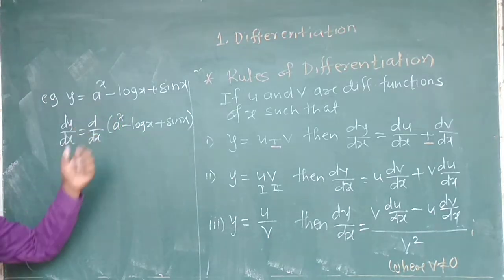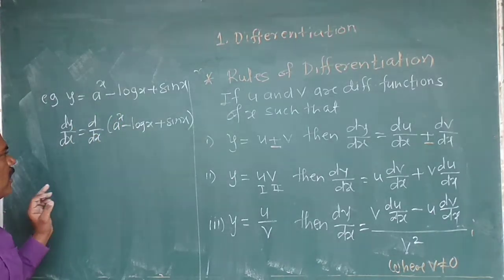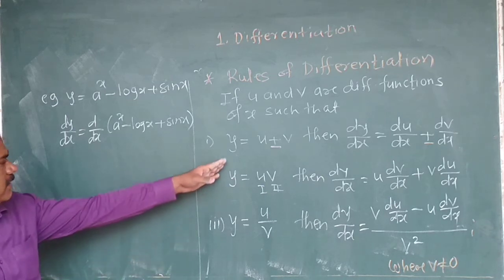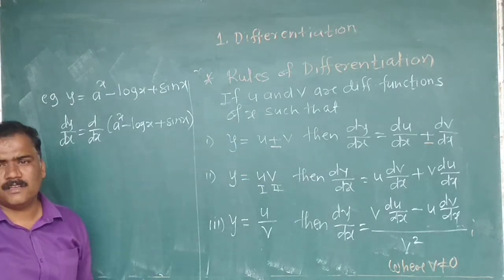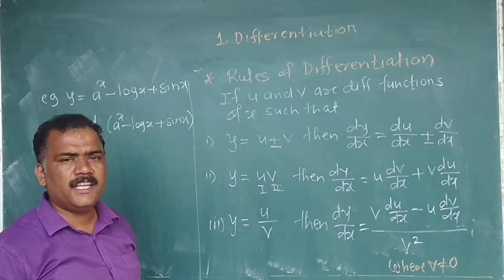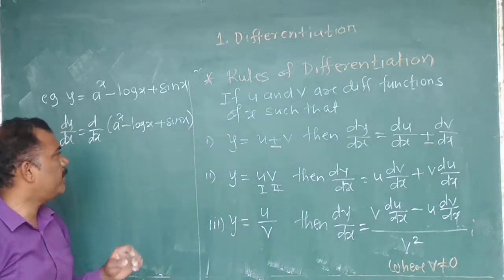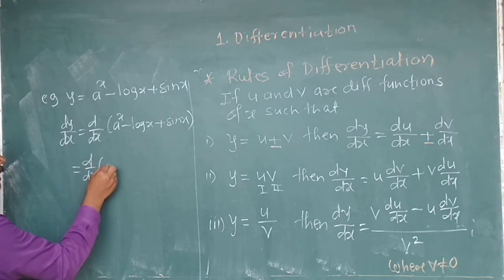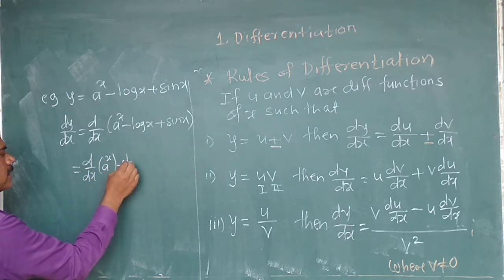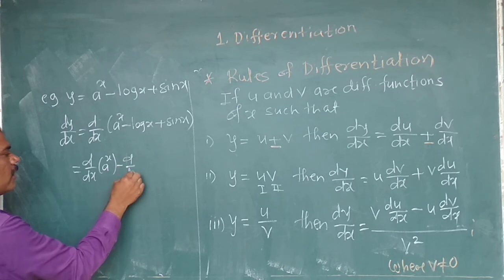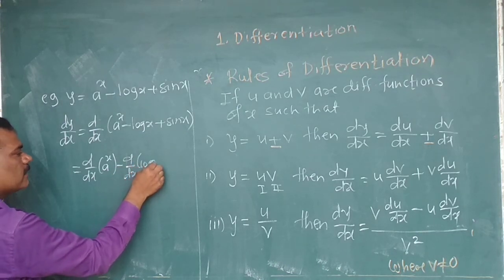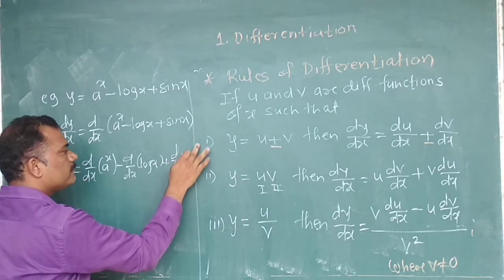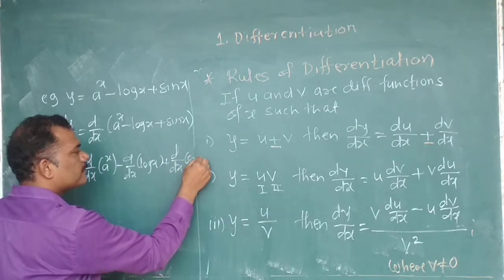Derivative of this RHS with respect to x, that is the d dx of a raised to x minus log x plus sin x. By using this rule, derivative of sum and derivative of difference, we have to take their separate derivatives. That is the d dx of a raised to x minus d dx of log x plus d dx of sin x.